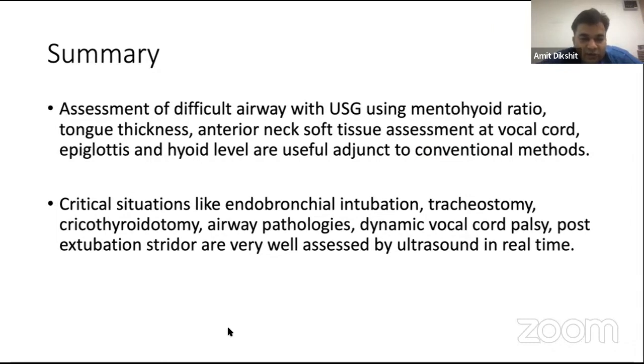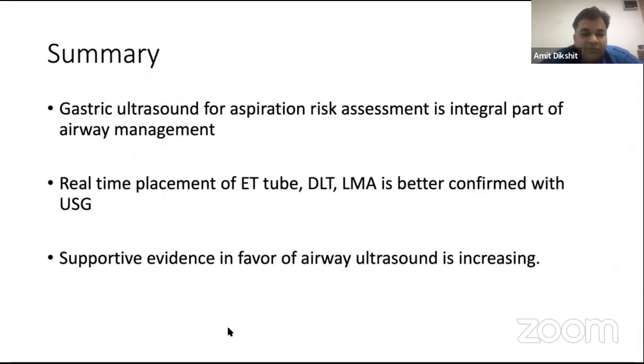We are looking at the anterior soft tissue neck structures, the head, the epiglottis, the tongue. Critical situations, definitely the cricothyrotomy, the percutaneous dilatational tracheostomy, even the vocal cord movement after surgery, the post-extubation stridor. These are real-time and they are helping in a very big way. Gastric content aspiration is an integral part of airway management. Real-time placement of ET tube, DLT, LMA is better confirmed with ultrasound, especially in a teaching institute. And there is large supportive evidence in favor of ultrasound.